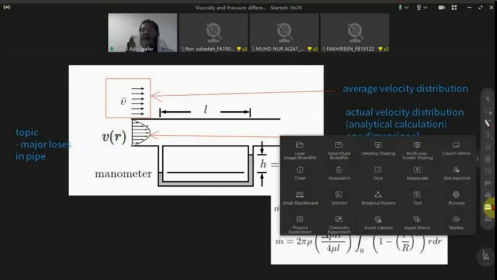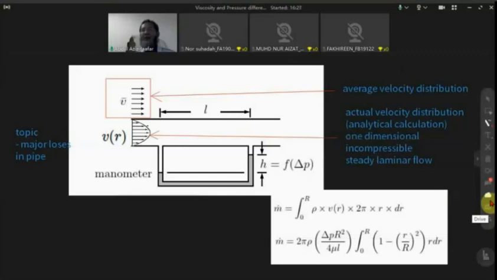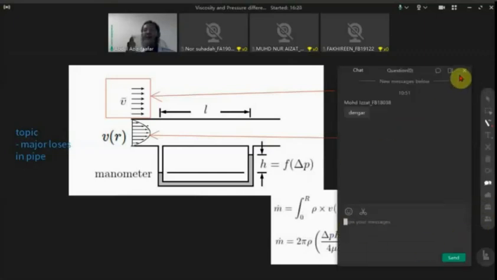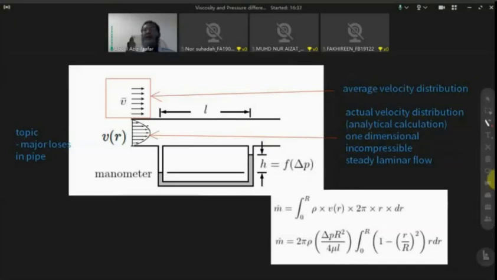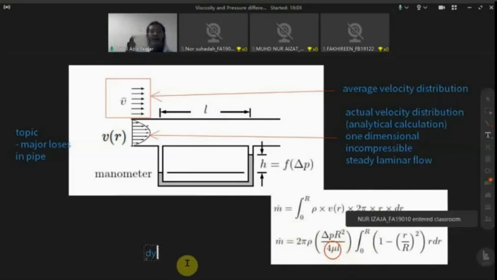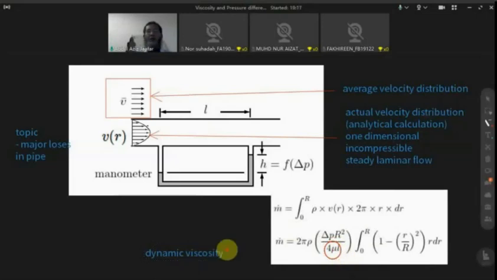Right, so we come back to our main slides here. Just to remind you again that another assumption that we're going to make for this problem is a constant property fluid, because one of the fluid properties here, dynamic viscosity, is constant. The dynamic viscosity here is given by mu, a Greek letter, right?